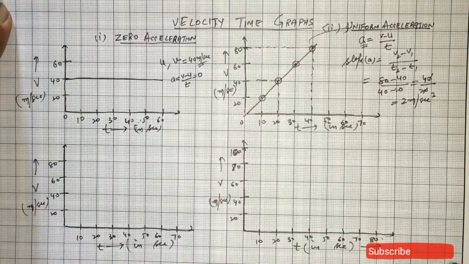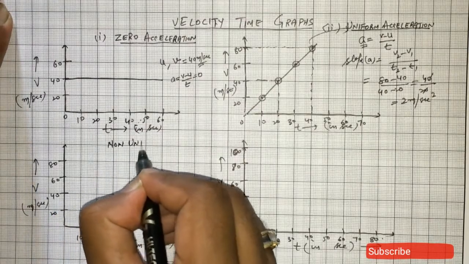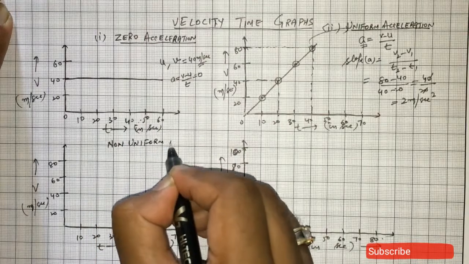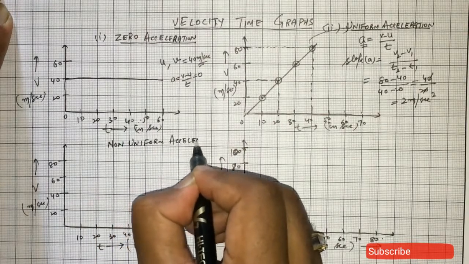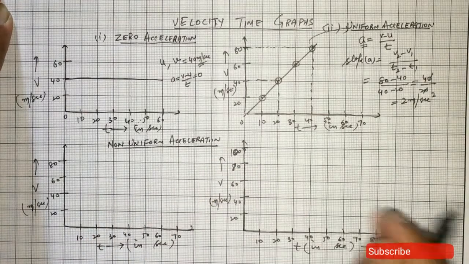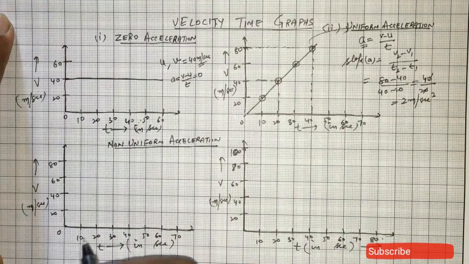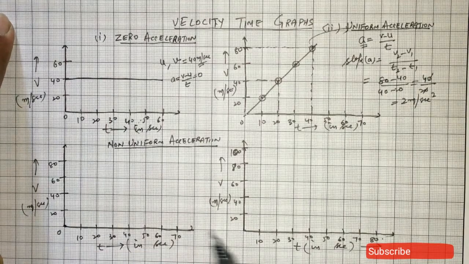Clear? Now third is non-uniform acceleration. Non-uniform acceleration means if the body does not change its velocity equally in equal intervals of time. Suppose the initial velocity is 0.